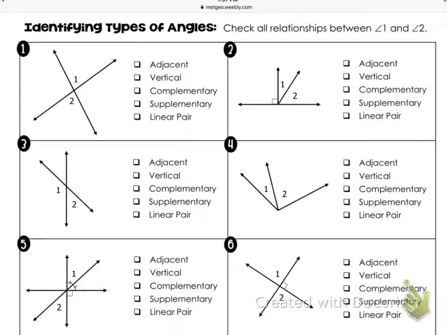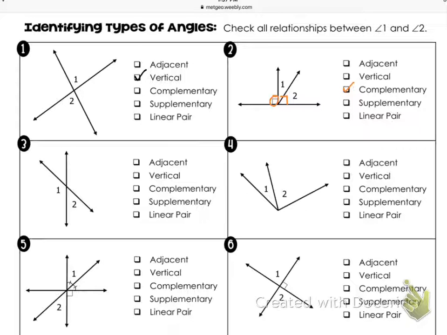Okay, so I hope you've taken some time to try these. I'm going to go through number one. Number one is across from each other, so these are just vertical angles. Okay, number two. Well, I noticed that there's a corner box right here, which means that there has to be a corner box on this side. That automatically tells me that these are complementary.